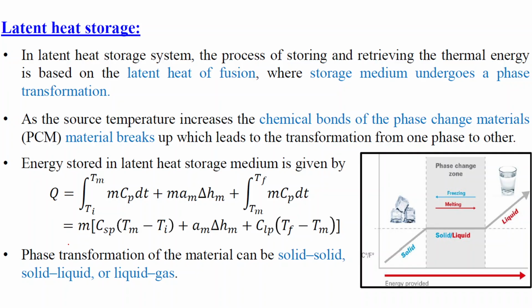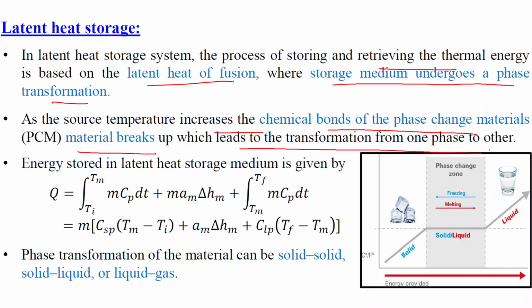Okay. And coming on to latent heat energy, in latent heat storage, the process of storing and retrieving the thermal energy is based on the latent heat of fusion, where the storage medium undergoes a phase transformation. So in the case of latent heat, it depends on the latent heat of fusion and phase transfer takes place. As the source temperature increases, the chemical bonds of the phase change materials break up, which leads to the transformation from one phase to another.